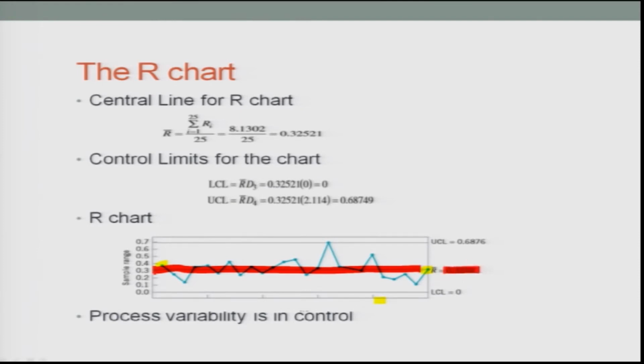So where does it come from? We have already calculated it accordingly. The LCL, the lower control limit, is 0, which is marked here. The upper control limit is 0.68749, which is given here. So you can see how the overall fluctuation of the range values occurs within these limits of upper control and lower control, with a central line.